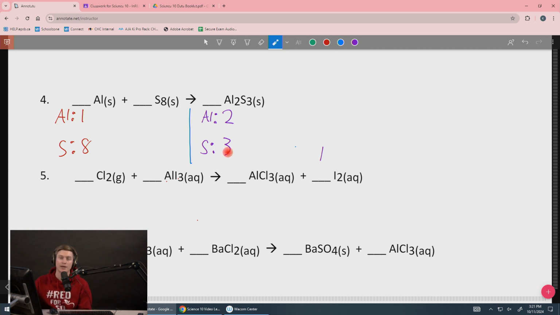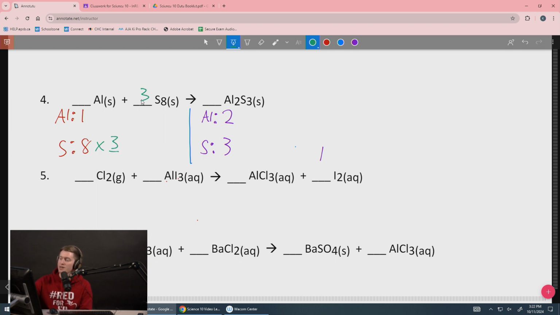There's no whole number that I can multiply 3 by to get to 8. So I need to find the lowest common multiple of 3 and 8. Sometimes the easiest way to find the lowest common multiple is by multiplying the 2 numbers together. If I multiply 8 by 3, I end up with 24, which is a lot of sulfurs. So you might think that you're doing something wrong, but you're actually not. That's just the lowest common multiple I can get to.